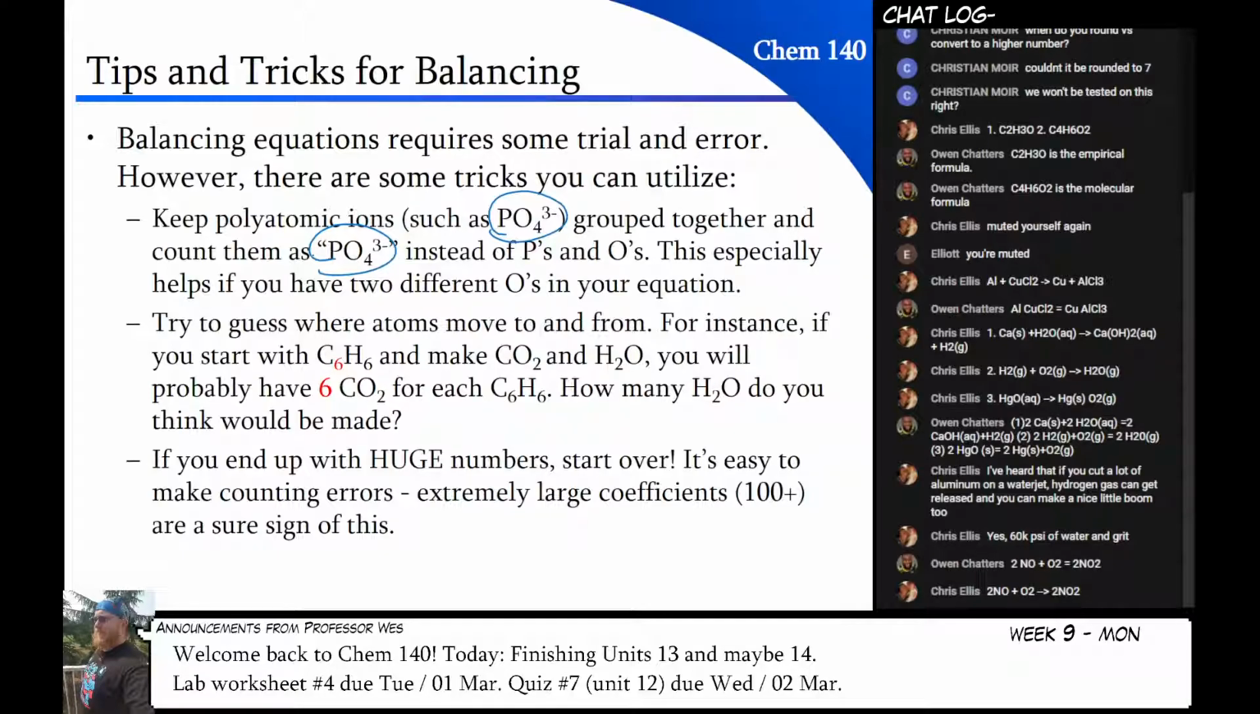So be mindful that that's a thing that can happen when you're learning to do this. And if you just get giant numbers, start over.